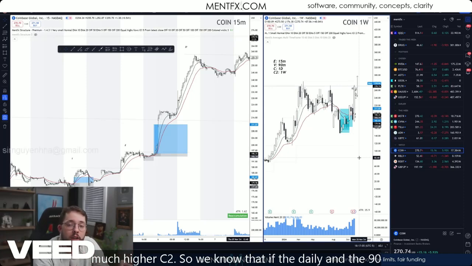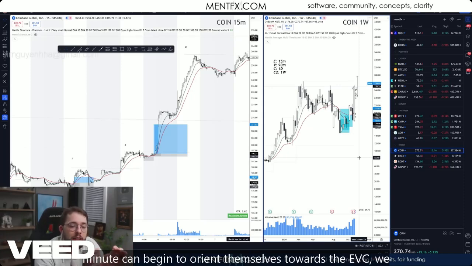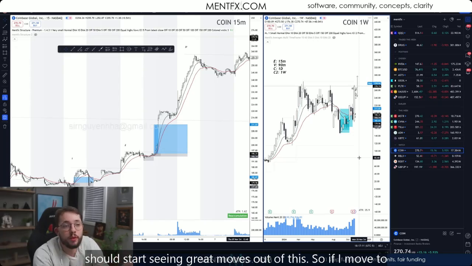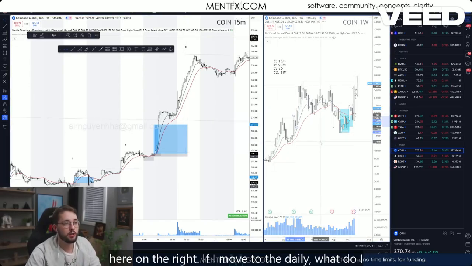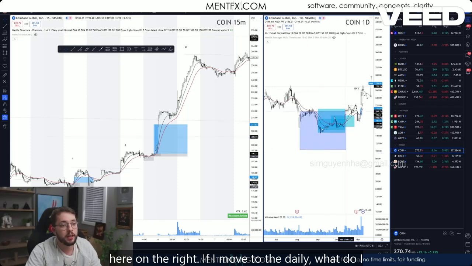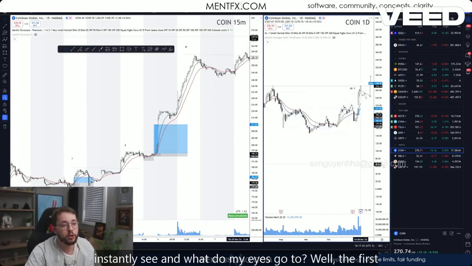So we know that if the daily and the 90-minute can begin to orient themselves towards the EVC, we should start seeing great moves out of this. So if I move to the daily now, on this chart right here on the right, if I move to the daily, what do I instantly see and what do my eyes go to?